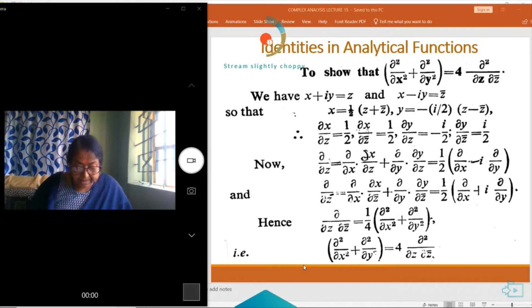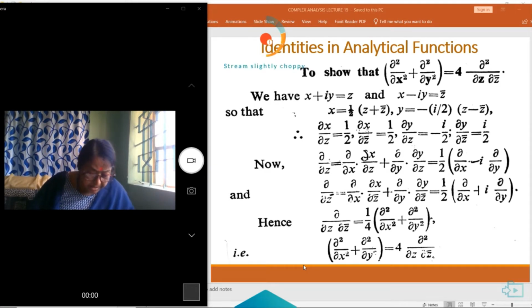So, x can be written as half of z plus z bar and y can be written as half of z minus z bar. Now, del x by del z is equal to half and del x by del z bar is also equal to half. Now, del y by del z is equal to minus i by 2 and del y by del z bar is equal to i by 2.